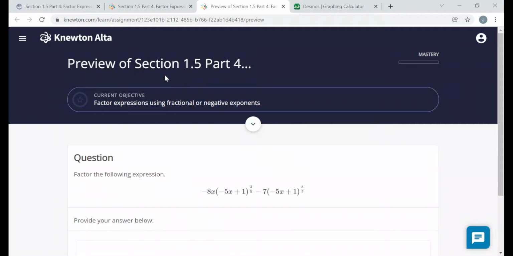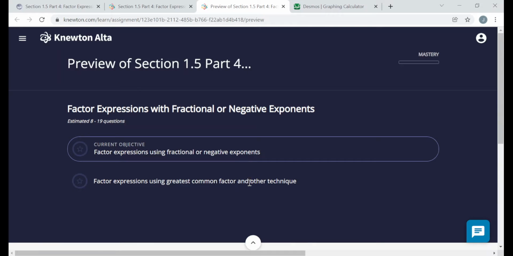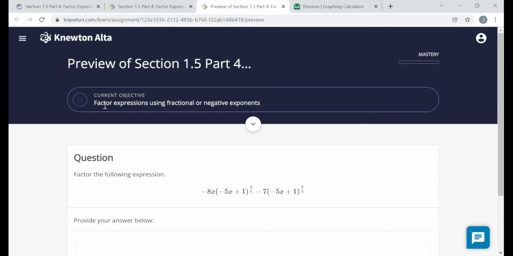So here's your assignment page. Again, you won't see the word preview, you'll just see the title. You have your mastery bar telling you how far along you've gotten. You can see the objectives. Looks like there are only 2 objectives in this assignment. And then beneath is a question on the current objective. So this question here is on factor expressions using fractional or negative exponents.